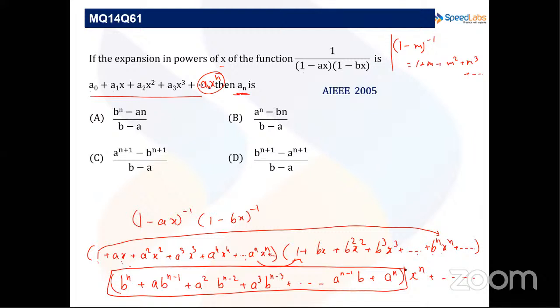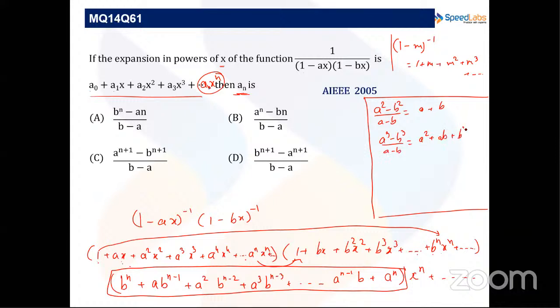Now if we see, directly no option is matching with this term. But we know, this is a generalized thing: if you are having a square minus b square upon a minus b, then it will be a plus b. If you are having a cube minus b cube upon a minus b, then it will be a square plus ab plus b square. Similarly, if you are having a to the power 4 minus b to the power 4 upon a minus b, then it will be a cube plus a square b plus a b square plus b cube. So you can generalize that: a to the power n plus 1 minus b to the power n plus 1 upon a minus b equals a to the power n plus a to the power n minus 1 into b plus a to the power n minus 2 b square, and so on up to b to the power n.